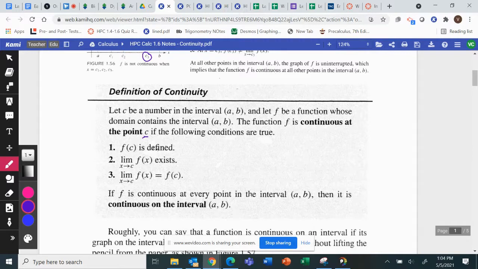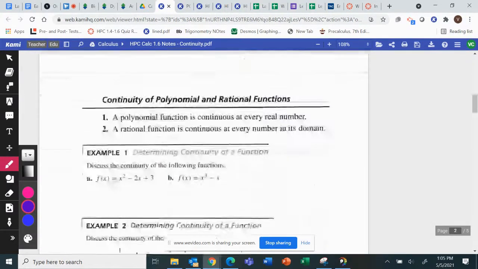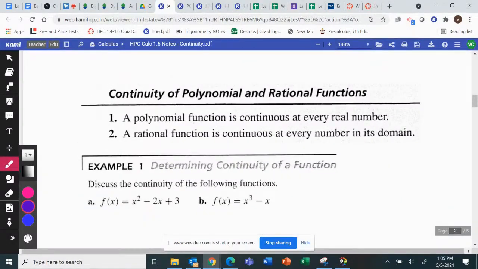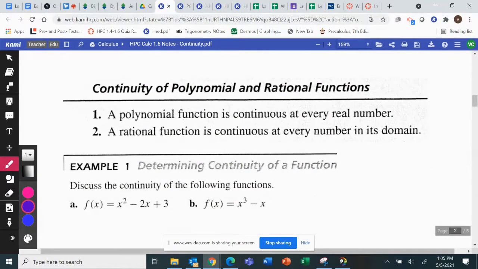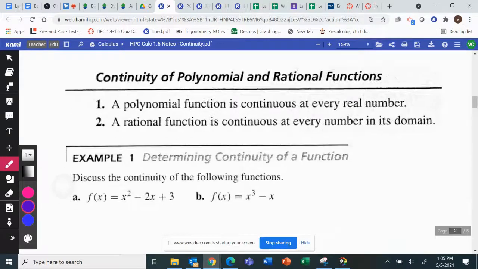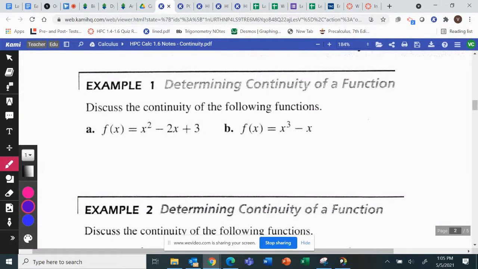Bold, okay? And then I already told you about that part. So, continuity of polynomial and rational functions. Number 1, if it's a polynomial function, it is continuous at every real number. Polynomials are continuous at every real number. So question A, f of x equals x squared minus 2x plus 3. It's a polynomial, so what can you tell me about its continuity? It's continuous at every real number.